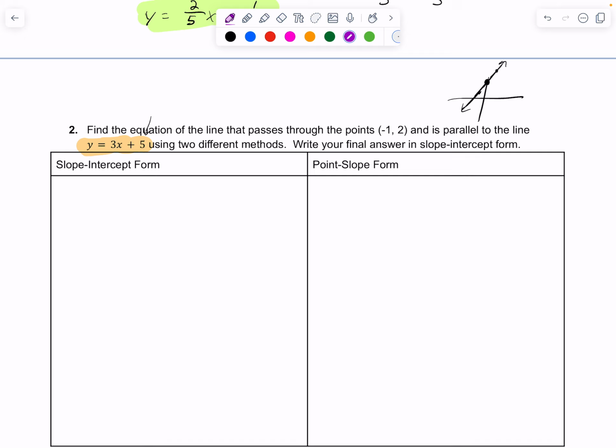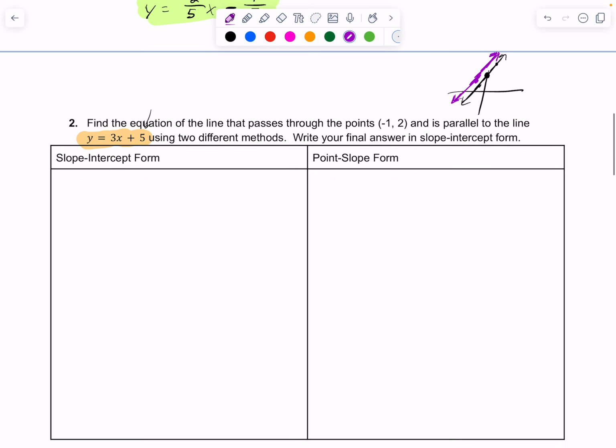Let me make sure I don't do this incorrectly. So 5, down 3, left 1, that's going to be -1, 2. Oh, actually it goes through there. Anyway, the point is that just imagine it's right there. Different y-intercept, but it's going to have the same slope. So I'm going to use this slope of 3, and I'm going to keep that right there.